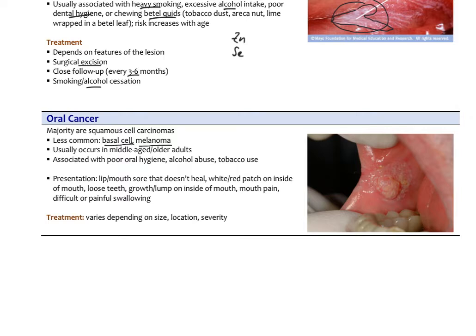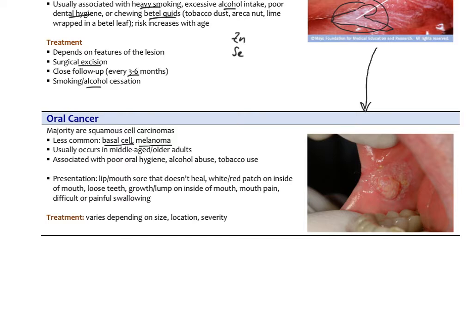Usually the oral cancers occur in middle-aged or older adults, so risk increases with age. And again, those same risk factors that we saw with leukoplakia. In fact, leukoplakia can turn into squamous cell carcinoma. Same things lead to oral cancer. So this would be a lip or mouth sore that just doesn't heal. You see white with a red patch on the inside of the mouth.